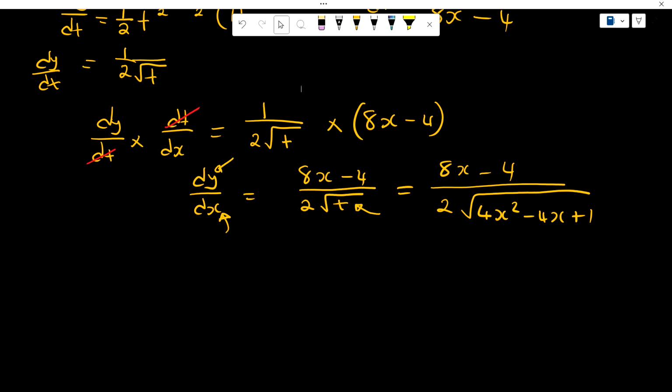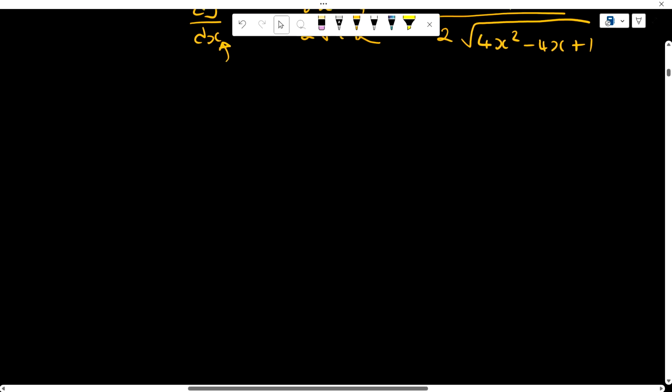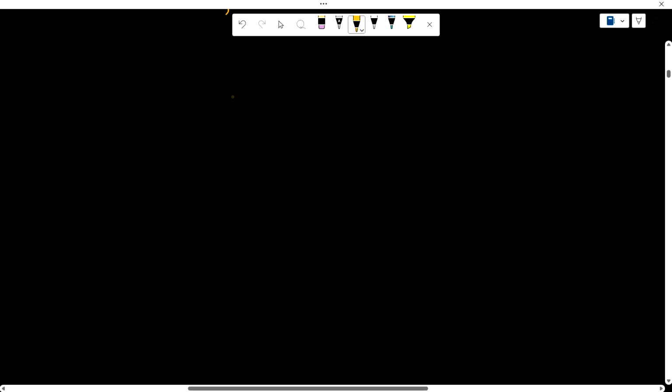So I hope that you understand this one and try to do more examples, right? So let's look at one more example. So let's say we have y is equal to x plus 3 raised to the power 4, right? Find dy/dx, right? So here again, simple.